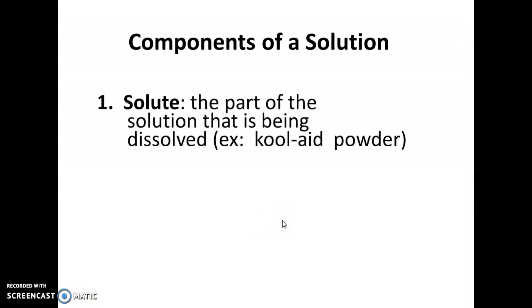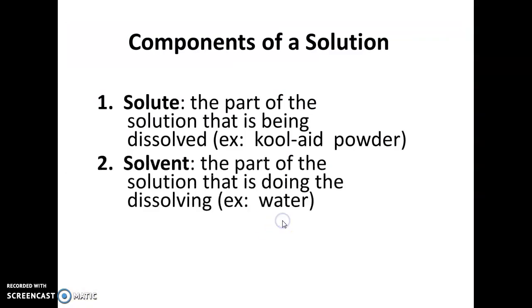When we think of solutions, there are two main pieces to a solution. There's the solute and the solvent.